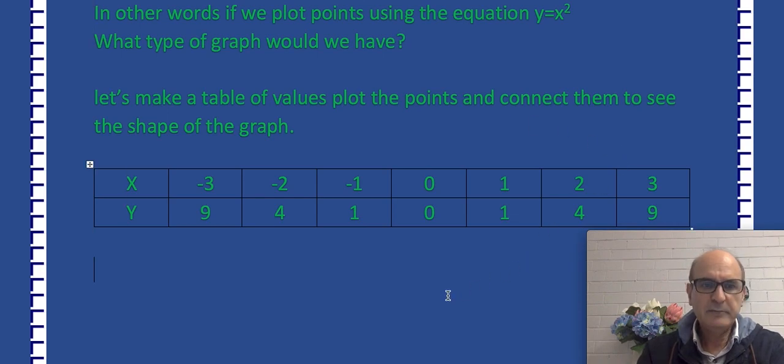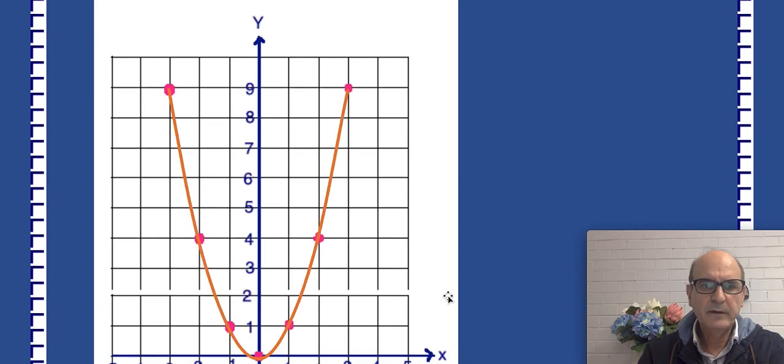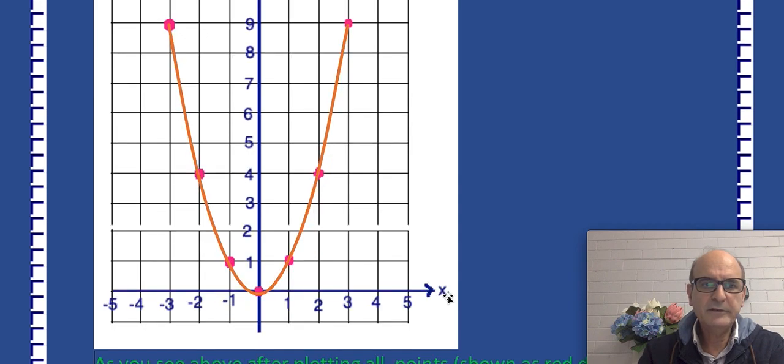All right, let's plot these points now. We had -3 and 9 in the table above. So x was -3 and y was 9. So x -3 and I need to go up by 9. That gives me this point. Then when x was -2, y was 4. So I start with x -2 and I go up by 4. So that gives me that point. X was -1, y was 1. So I start from -1 on the x-axis and go up by 1.